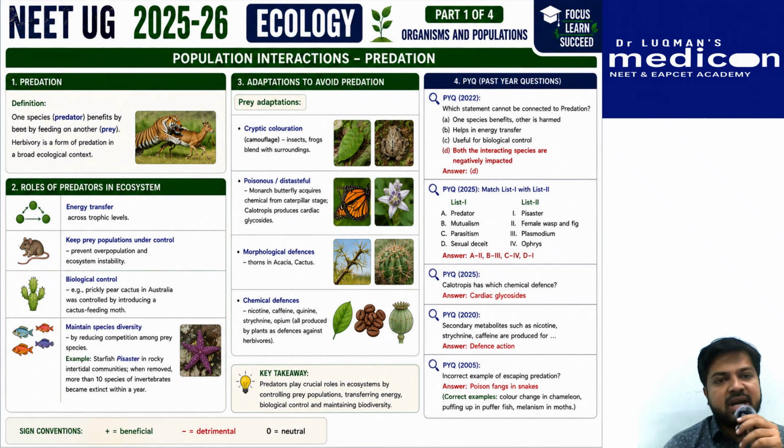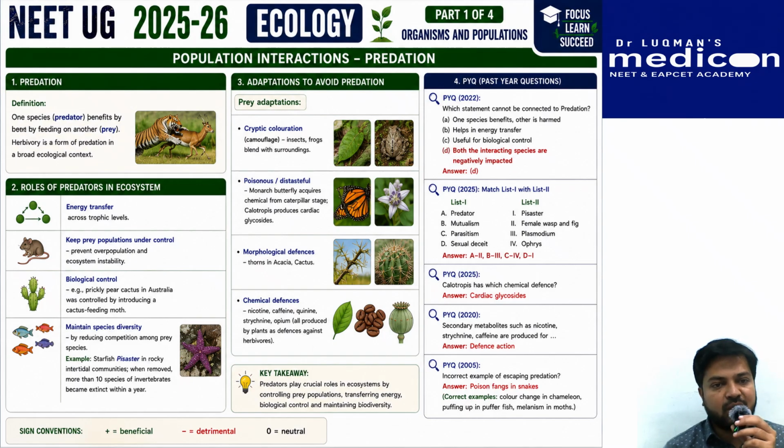Moving on, what are the adaptations to avoid predation? There are a few organisms, that is prey, the smaller animals, who adapt their life so that the bigger carnivorous animals are not going to come and eat them. Those are called prey adaptations. For example, cryptic coloration, that is camouflage. Insects and frogs blend with the surroundings so that the predator is not going to identify them, and that's how they can be safe.